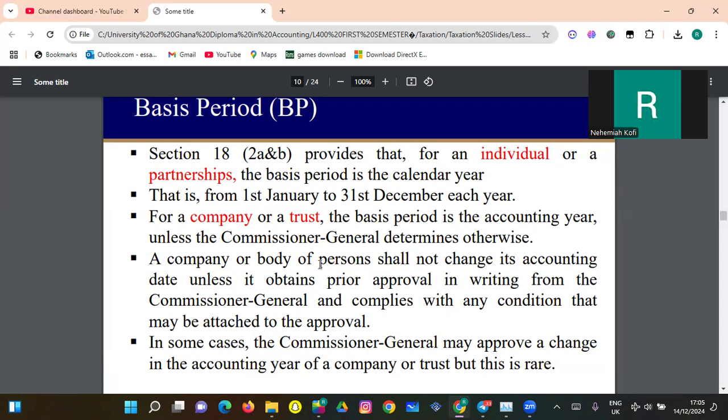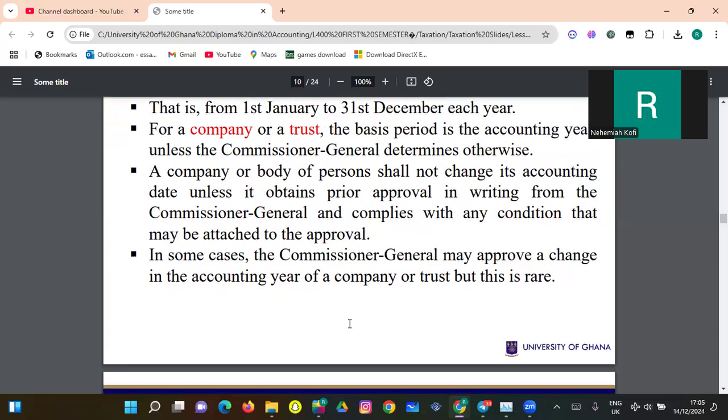So a company or a body of persons shall not change its accounting date, so you can change it, but unless you obtain a prior approval in writing from the Commissioner General and comply with any condition that may be attached to the approval.